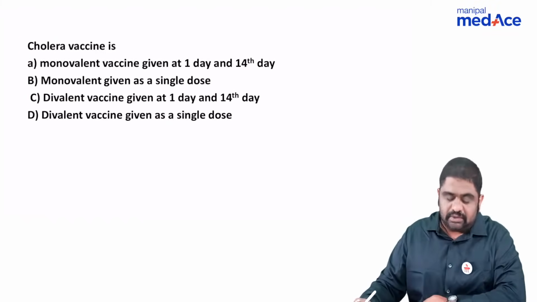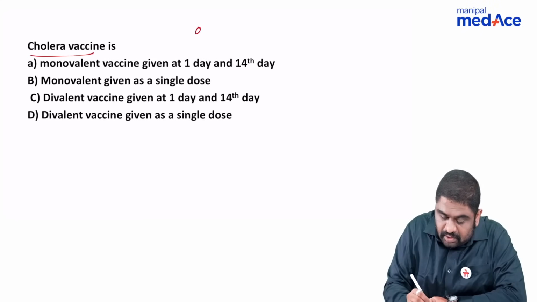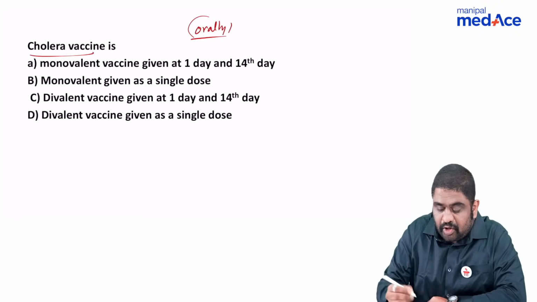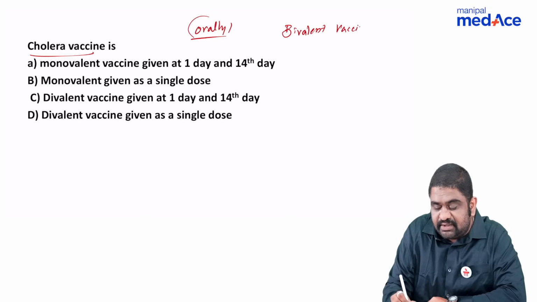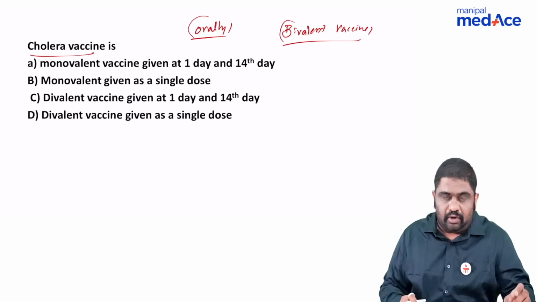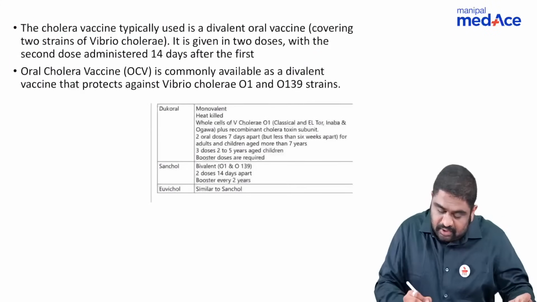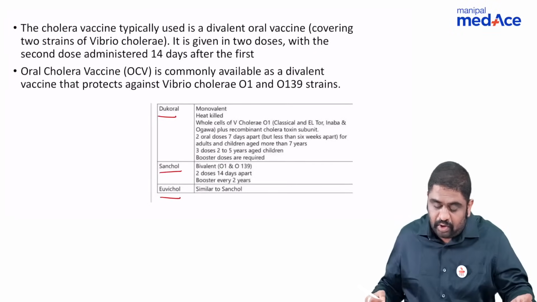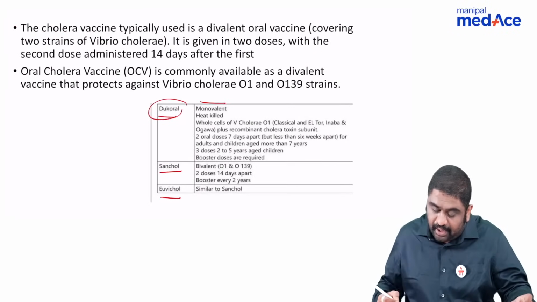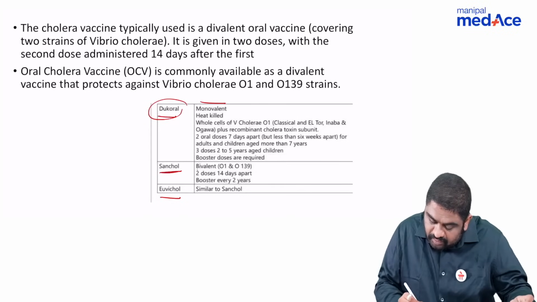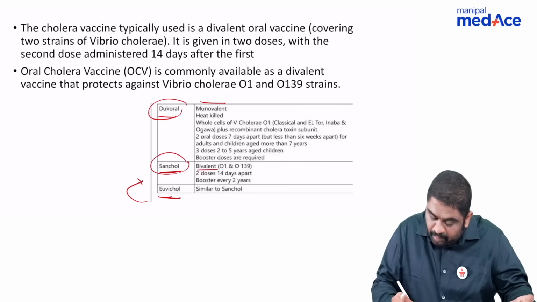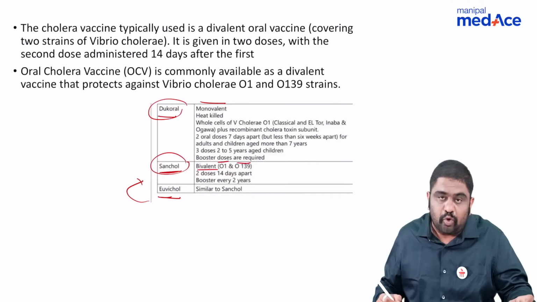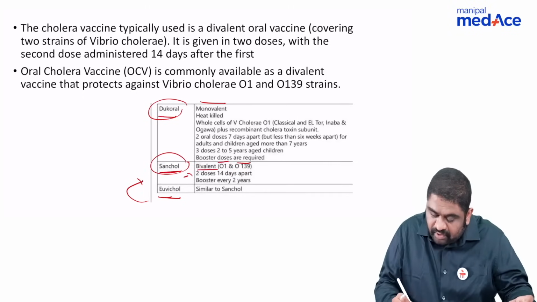Okay, what about the cholera vaccine? Cholera vaccine is taken orally. The oral vaccine is a bivalent vaccine. In PSM, there has been enough description of the cholera vaccine. Look at this part here. You have Dukoral, Shanchol, Euvichol. Dukoral is monovalent, and Shanchol is bivalent. Euvichol is similar to Shanchol, is what they say. Shanchol, the bivalent vaccine, has antigens from O1 and O139 strains, and two doses are given 14 days apart. A booster dose is given every 2 years.